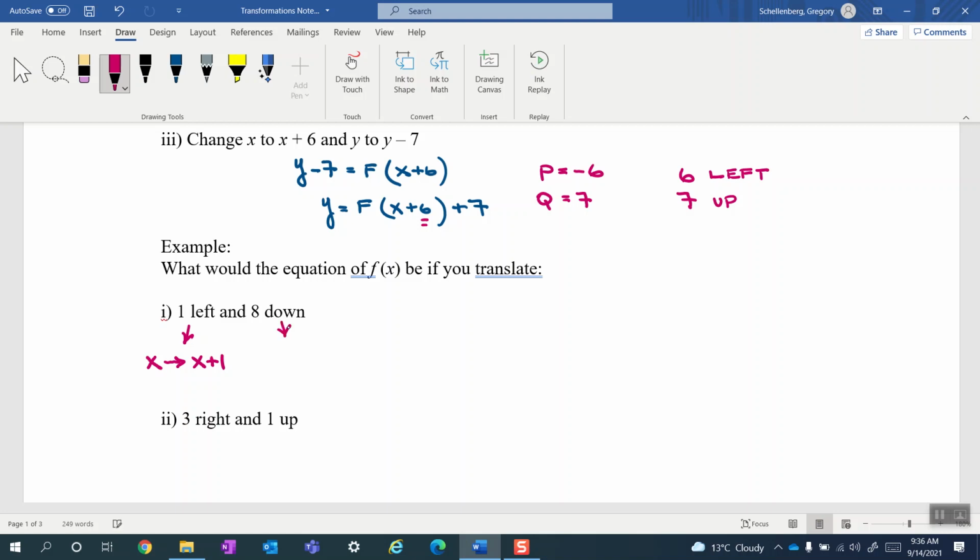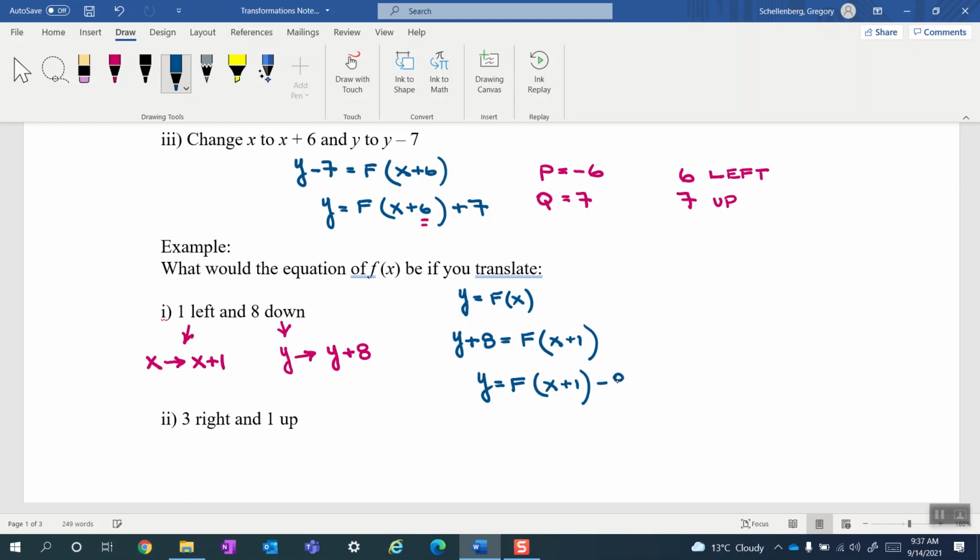Okay, if we're translating 8 units down, we have to be careful with this one. We are replacing y with y plus 8. So let's input those into our equation, and then we can look to isolate y and just see exactly what that looks like. Okay, so our basic function is y is equal to f of x, and we're going to replace that. So the first one, we'll replace the y with y plus 8. And we'll replace the x with x plus 1. And if we were to isolate y, we get y is equal to f of x plus 1 minus 8. Okay, so that's a translation of 1 unit to the left and 8 units down.